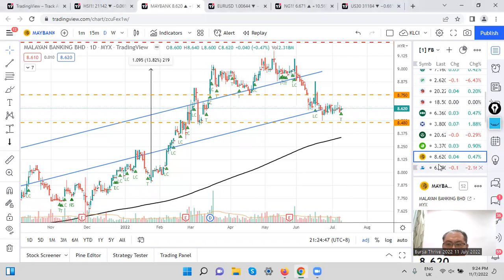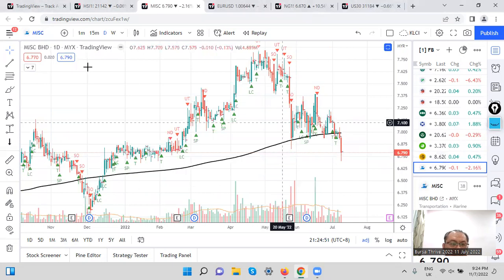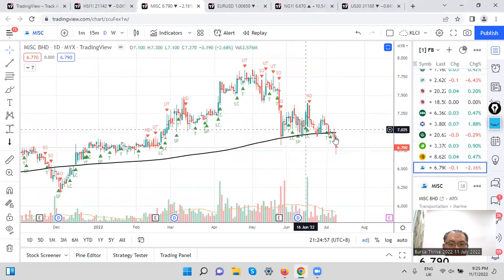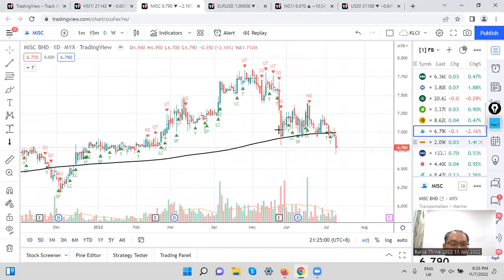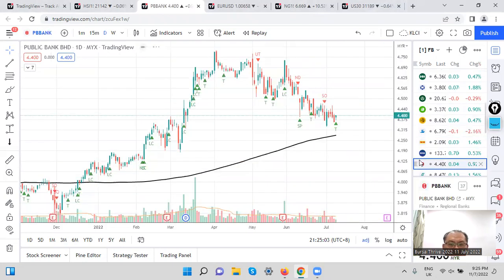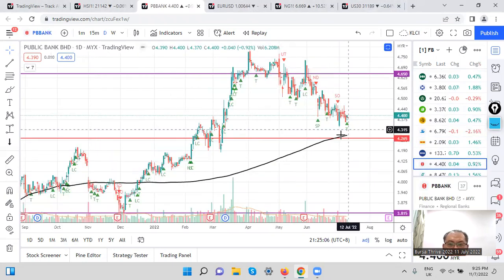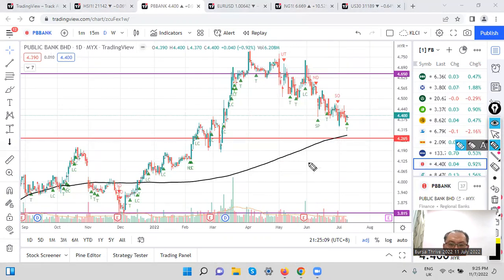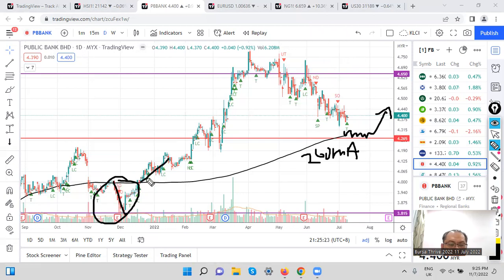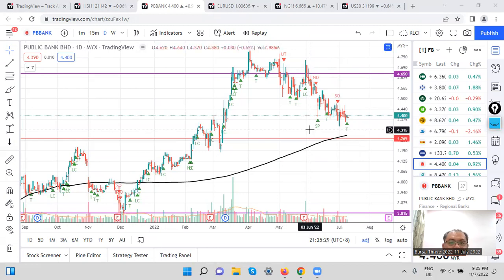A few examples: you can see MISC, which is supposed to be transport and a good income stock, has also been drawn down because of selling by foreign investors. Another is Public Bank. You can see all the plans are heading toward this 200 MA. Usually a stock will come to the 200 MA and hold here, or have a small rebound. Hopefully it doesn't break. Even if it breaks a little bit, there will quickly be a V-shaped recovery. Definitely, if you want to invest, it's not the time yet, just wait.